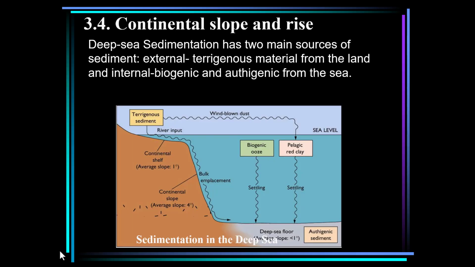Now we start talking about the deep sea sediment, which is really the continental slope and rise. The deep sea sedimentation has two main sources of sediment. One, which is external, coming from outside into the deep water. And the other one is the biogenic, which is forming right there in the ocean.